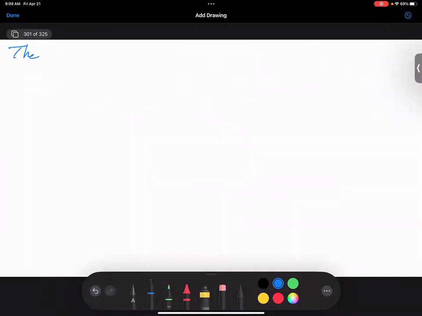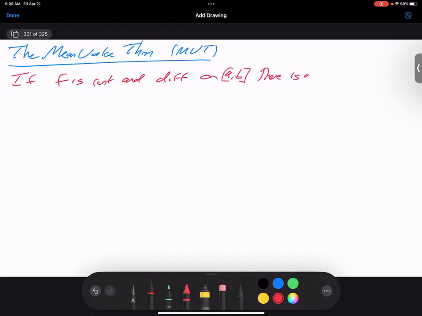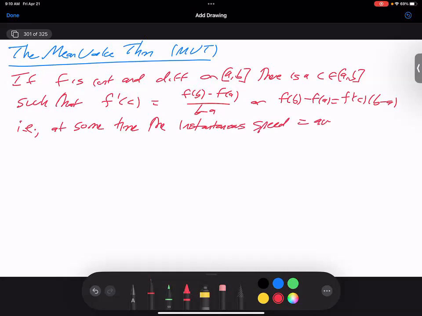The mean value theorem. So the mean value theorem, MVT: if f is continuous and differentiable on AB, there is a C in AB such that f prime of C is f of B minus f of A over B minus A, or f of B minus f of A is f prime of C times B minus A. That is, at some time, the instantaneous speed equals the average speed.